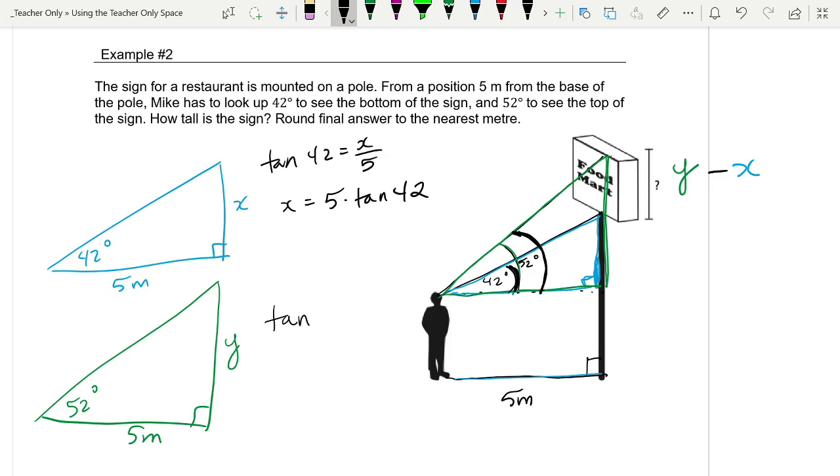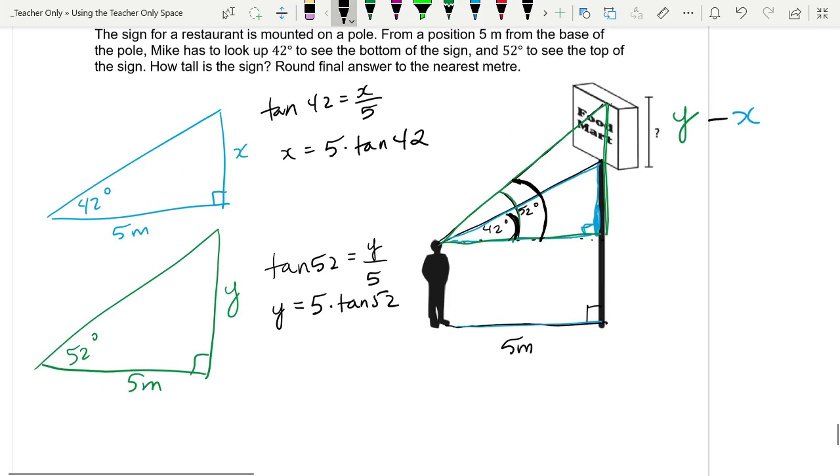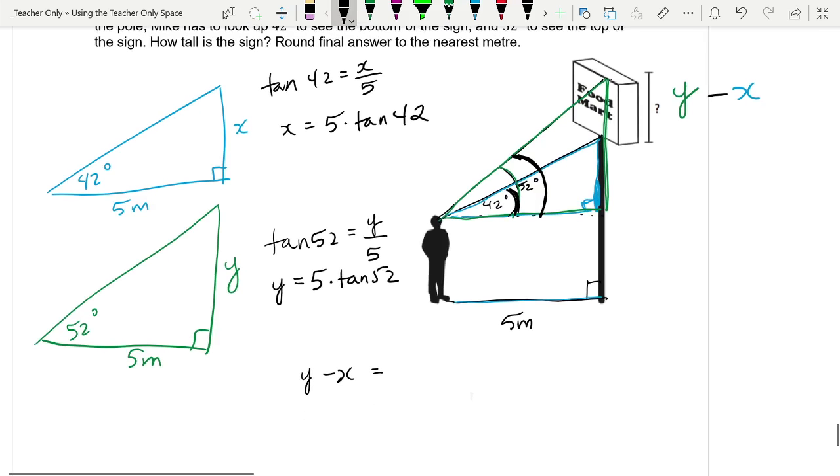The tangent of 52 in this triangle is y over 5. So y is equal to 5 times the tan of 52. So my answer is y minus x. And in my work here, y is 5 times the tan of 52, and x is 5 times the tan of 42.